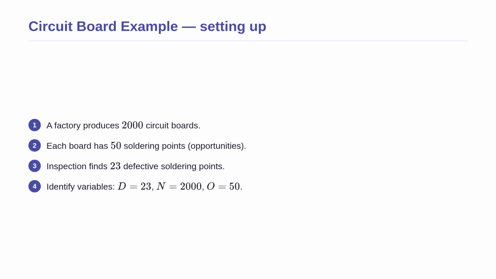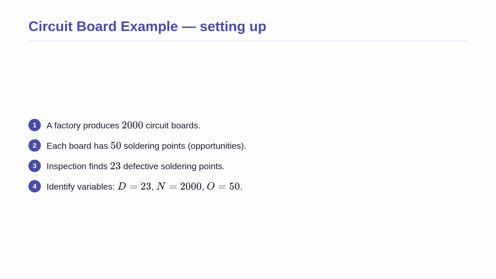Let us solidify our understanding with a second, slightly larger example. A factory produces 2,000 circuit boards. Each board has 50 soldering points, and inspection reveals 23 defective points in total. We need to estimate the sigma level.